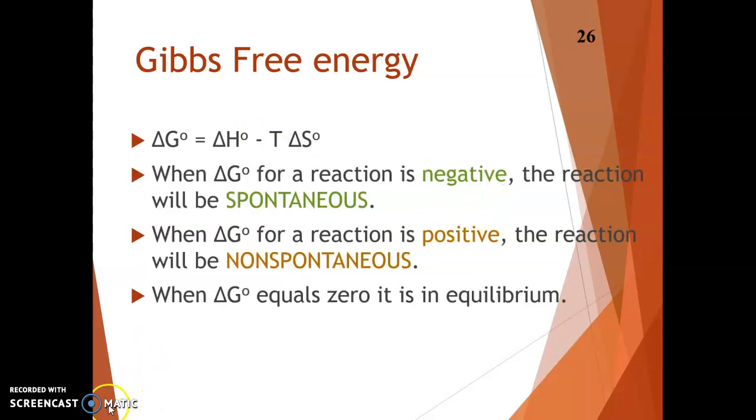So, alright, when you do this calculation and it returns a negative value, the reaction is spontaneous, a negative value for delta G. If the delta G value is positive, then the reaction is not spontaneous. And if you get 0, then you're at equilibrium and the reaction's not going to proceed in any direction.